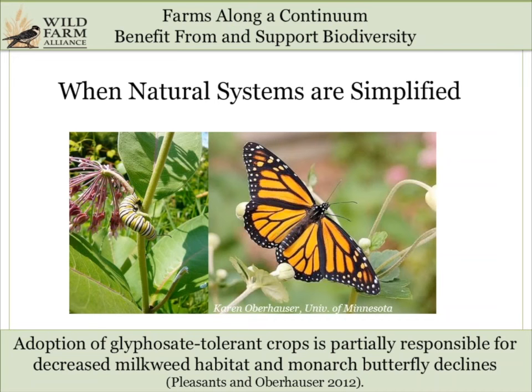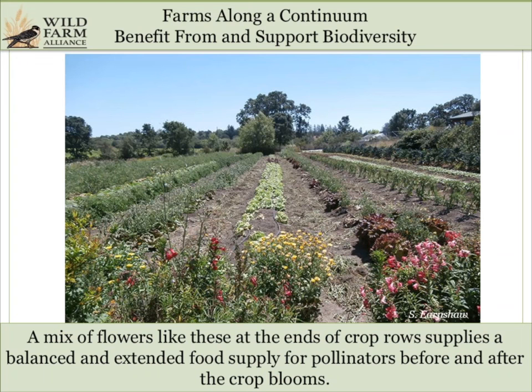And habitat is really important for lots of organisms. As we're learning, it's especially important for monarchs when there's too much glyphosate-tolerant crops grown, as is the case in the Midwest. We're seeing that that's partially responsible for decreased milkweed habitat and then decreased monarch butterfly populations.